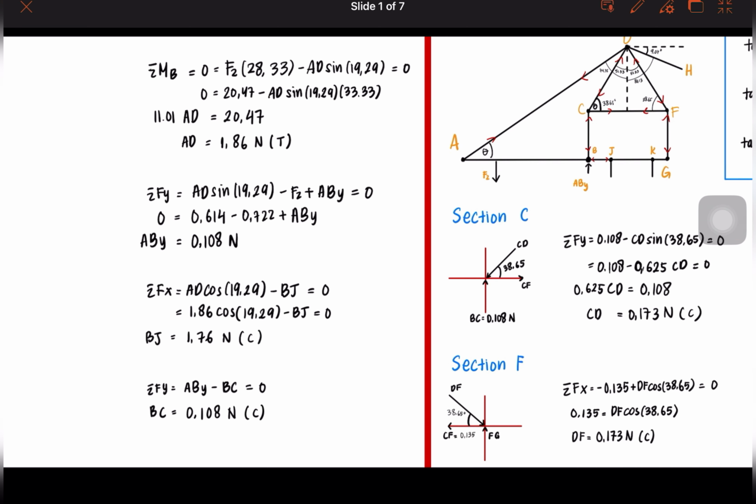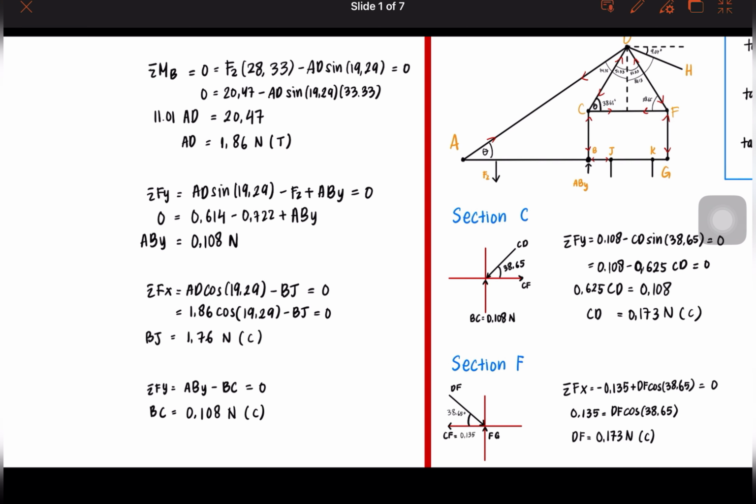Since the answer is positive, our assumption is true, that DF is going towards the pin, so it's a compression. Next, sigma Fy equals 0 is FG minus DF sin 38.65, which is the angle that we have found, and then we got FG is 0.12 Newton, compression. Since our assumption was also compression and the result is positive, our assumption is true.